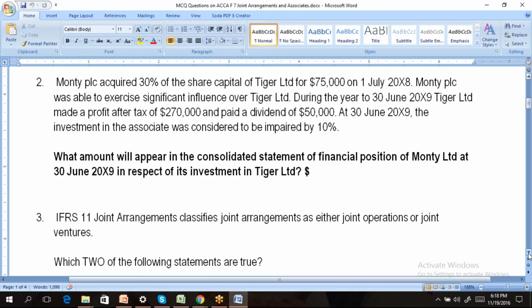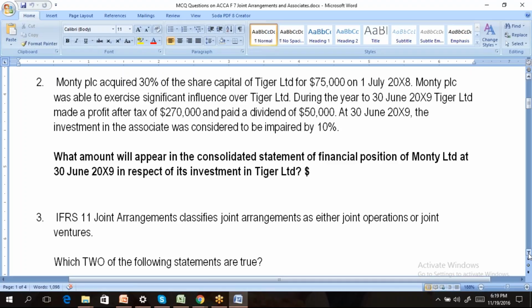Monty PLC acquired 30% of the share capital of Tiger Limited for 75,000 on 1st July 2008. Monty PLC was to exercise significant influence over Tiger. During the year to 30th June 2009, Tiger made a profit after tax of 270,000 and paid a dividend of 50,000. At June 2009, the investment was considered to be impaired by 10%. What amount will appear in the consolidated statement of Monty Limited?